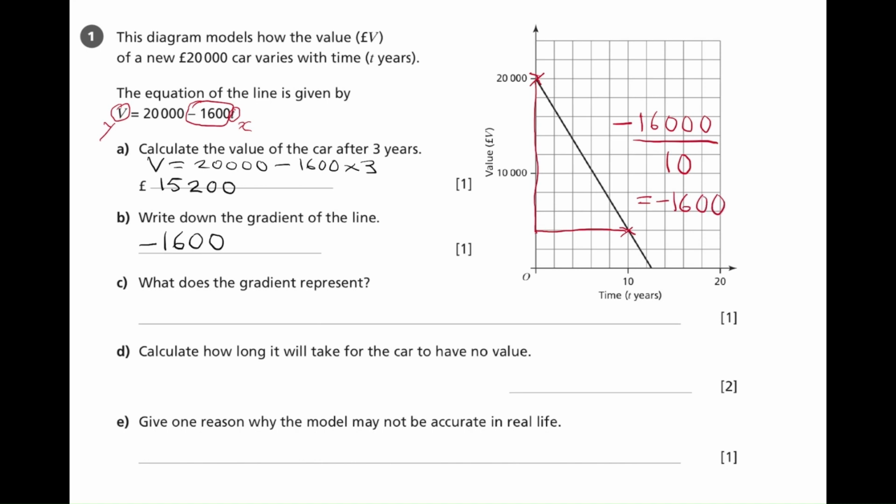In part C, we're asked to explain what the gradient represents. The gradient represents the rate of change. So in this question, that's the rate at which the car's value goes down. We could use the proper word, depreciates.